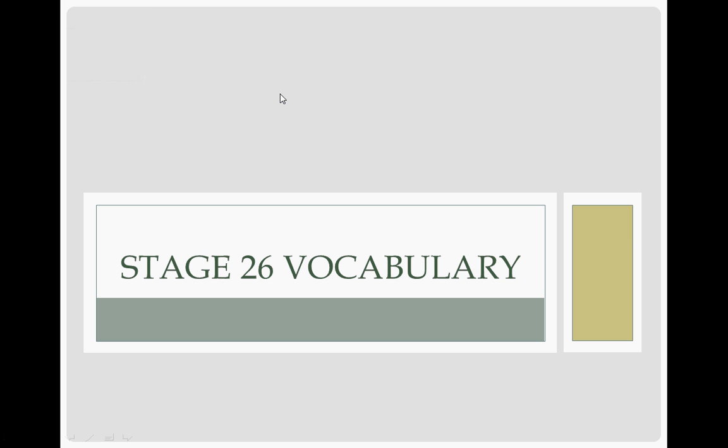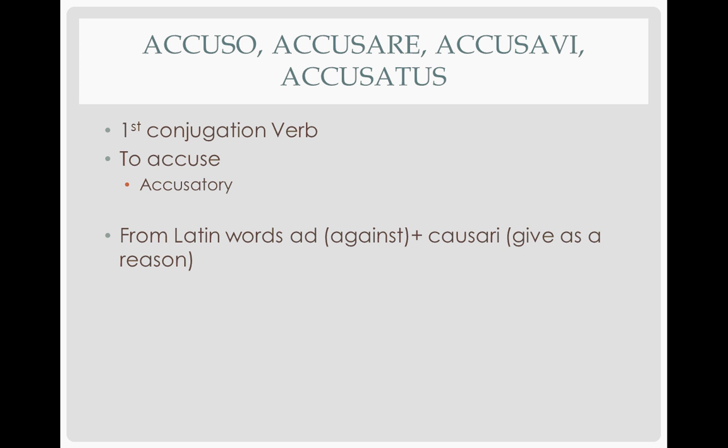All right, so today's video is going to cover stage 26 vocabulary. So here we have the first word, accuso, accusare, accusavi, accusatus. It's a first conjugation verb, meaning to accuse. The derivative accusatory comes from this word.